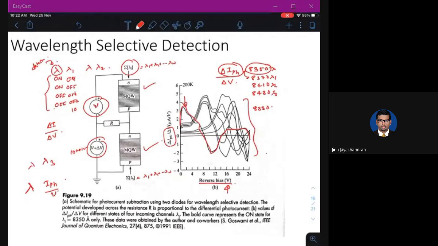Now you can see that for any particular reverse voltage, depending on the corresponding values of delta IPH by delta V, if the value is high, that means the wavelength that is being detected is lambda, or lambda 1, or lambda 2, or lambda 3. Okay, so by this way, you can detect the different wavelengths from a single wavelength. Okay, this is called wavelength selective detection.